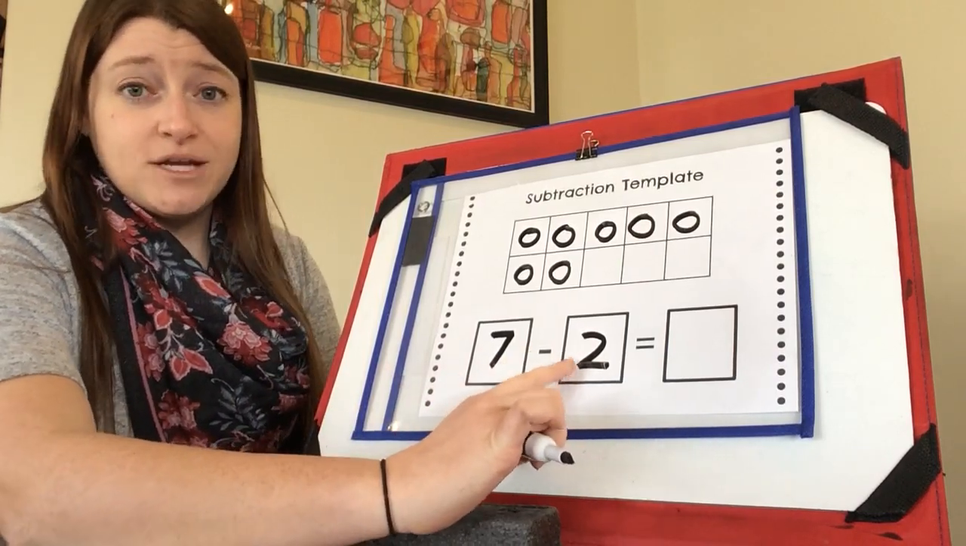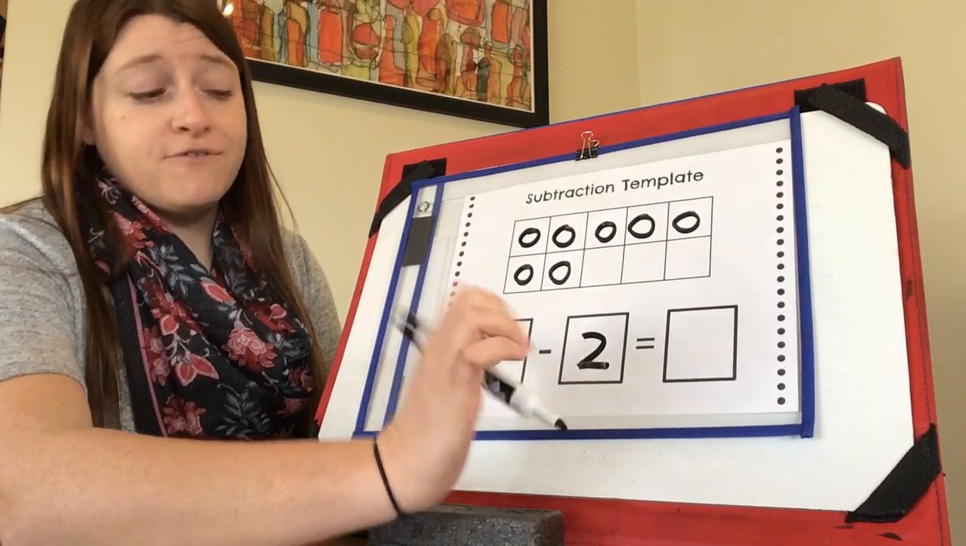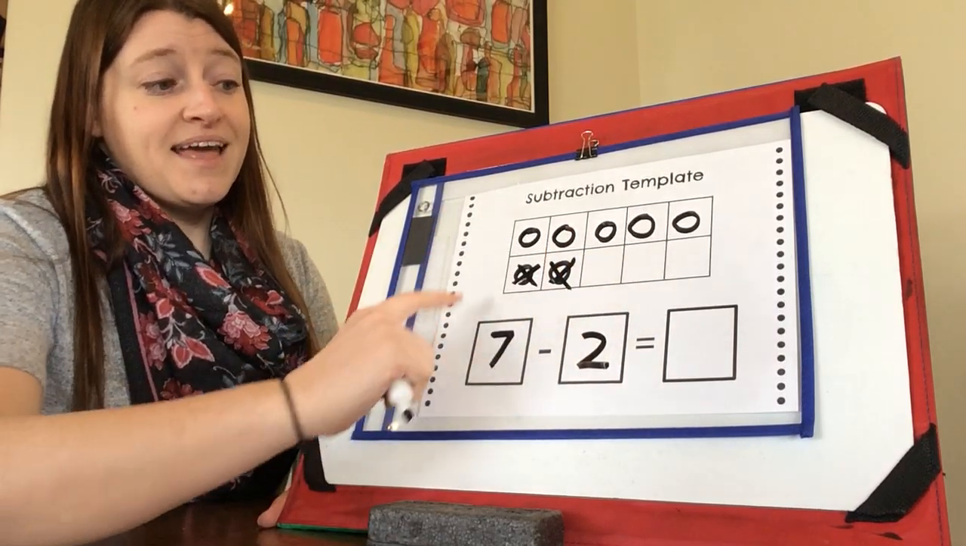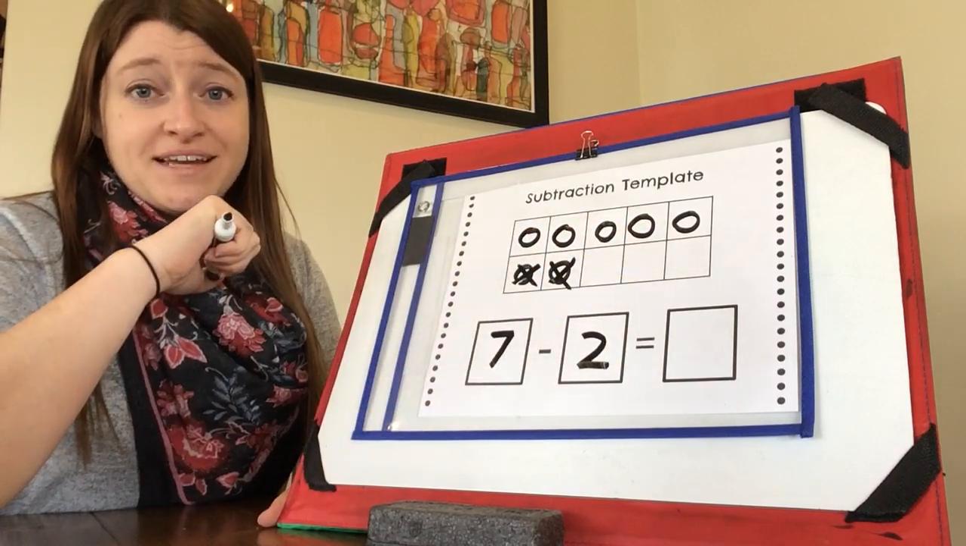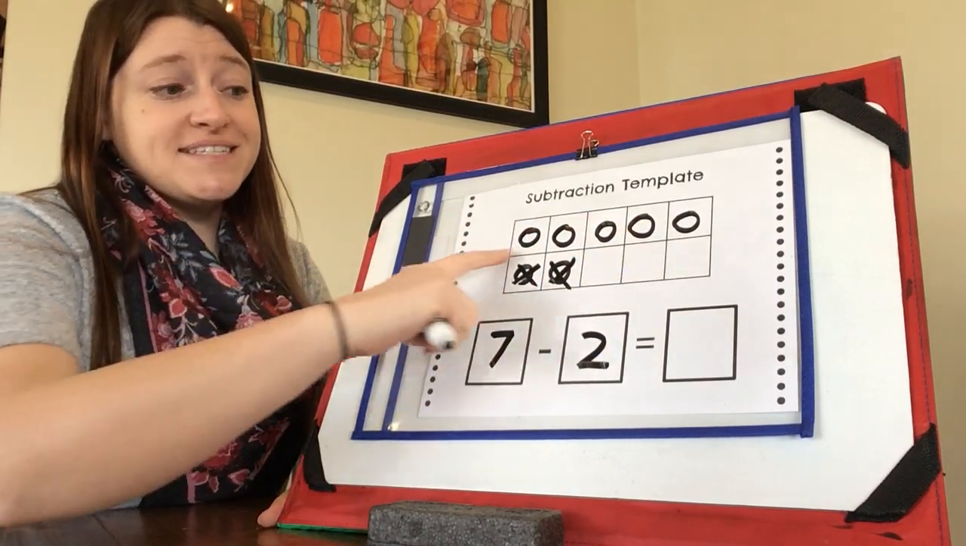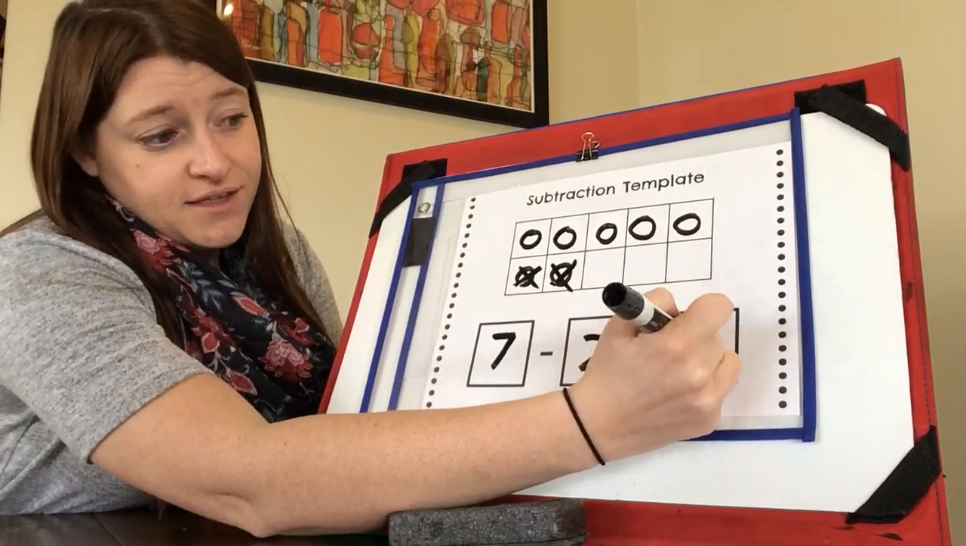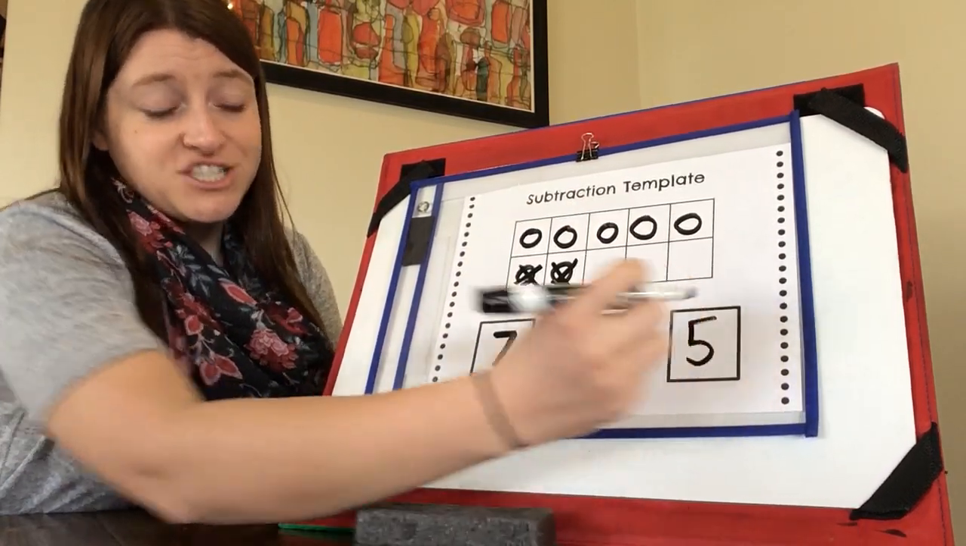So I need to take away 2 dots. That means I'll cross off 2 dots. 1, 2. I have 5 dots left that I didn't cross off. That means that 7 minus 2 equals 5. You go ahead and say the subtraction sentence.